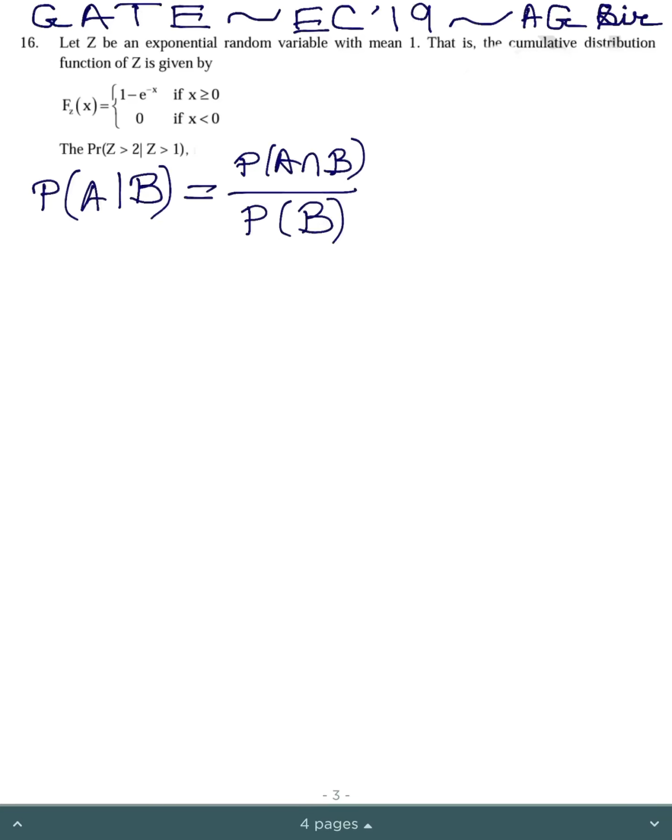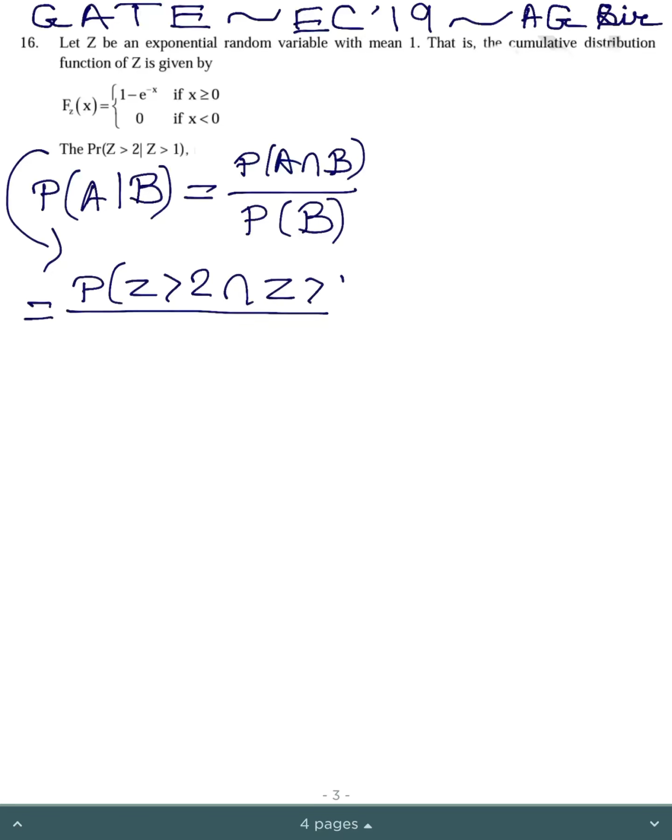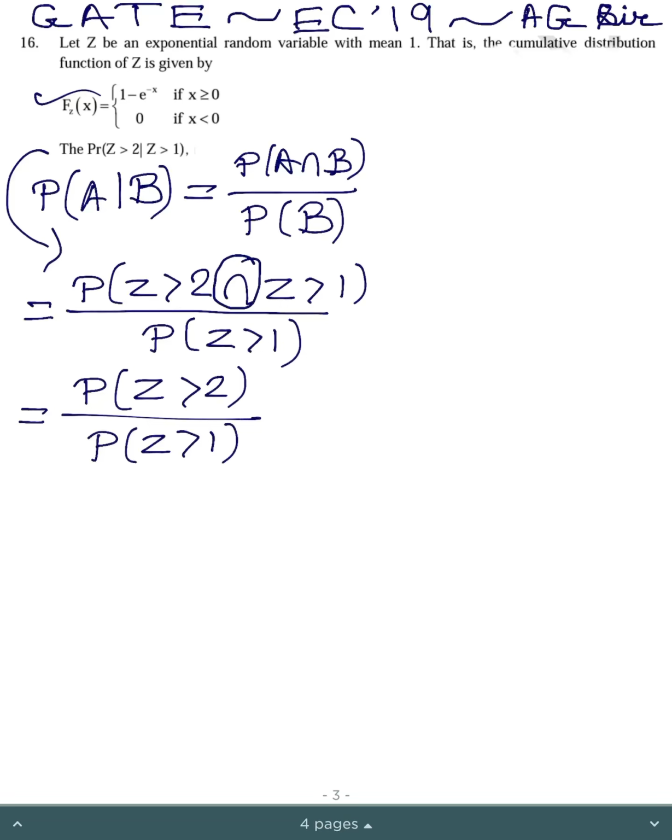We shall use the same definition here and we obtain that the probability of Z greater than 2 given Z greater than 1 can be written in the form: probability of Z greater than 2 and Z greater than 1, upon probability of Z greater than 1. You may note that we are using the intersection operator here. So we have to find out first what is the probability of Z greater than 2.